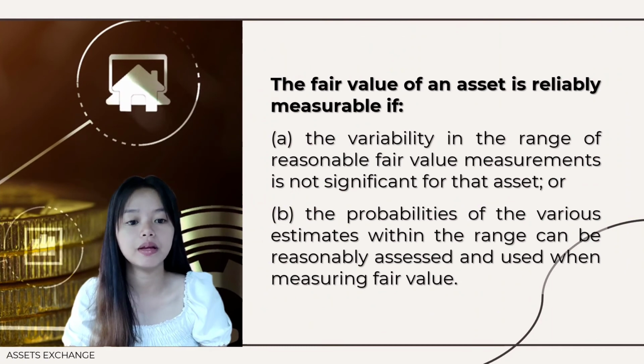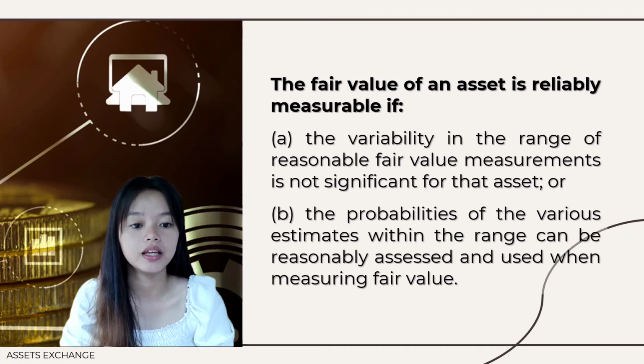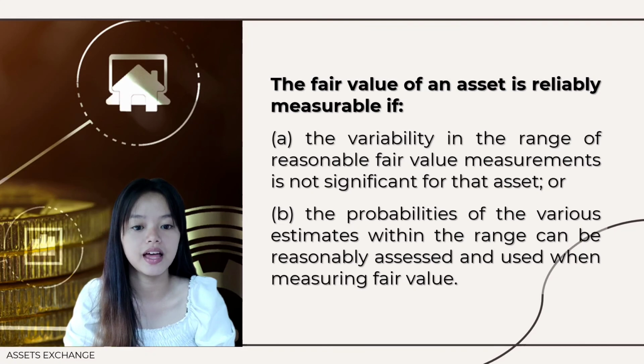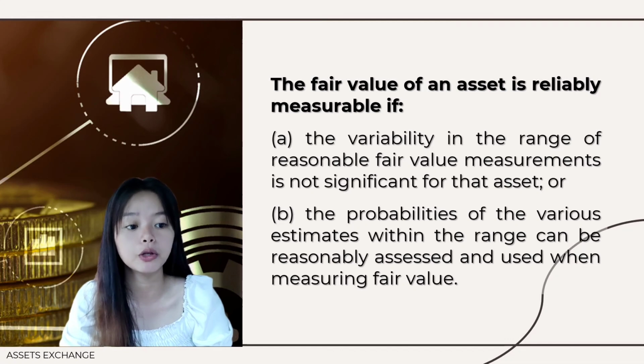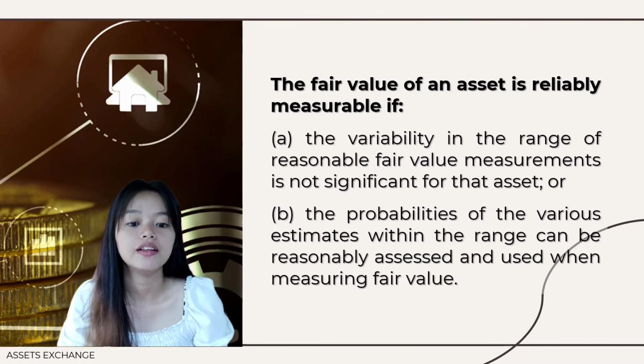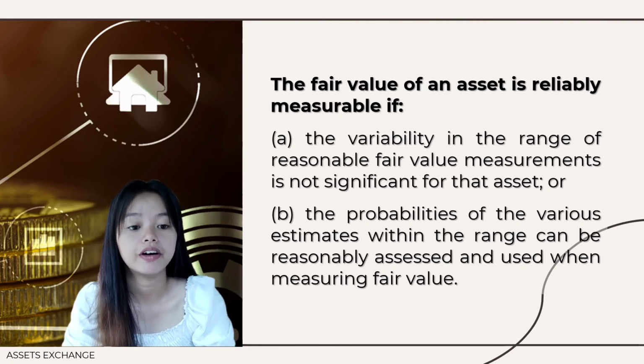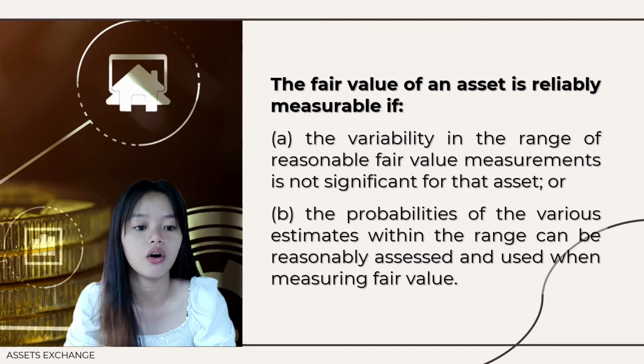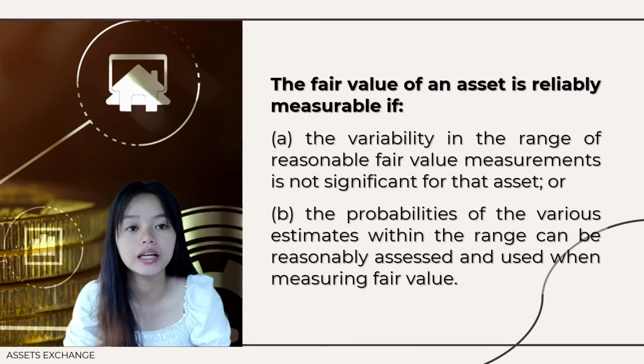So how do we reliably measure the fair value of an asset? So first, if the variability in the range of reasonable fair value measurement is not significant for that asset, or if the probabilities of the various estimates within the range can be reasonably assessed and used when measuring fair value. If an entity is able to measure reliably the fair value of either the asset received or the asset given up, then the fair value of the asset given up is used to measure the cost of the asset received unless the fair value of the asset received is more clearly evident.